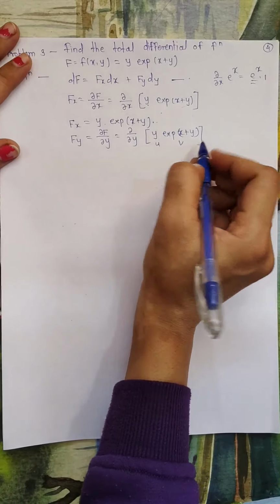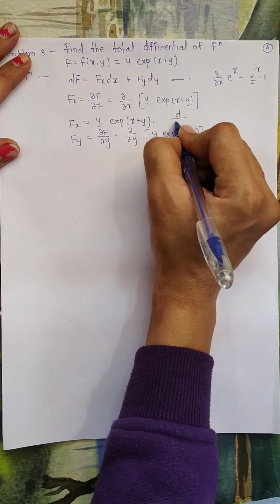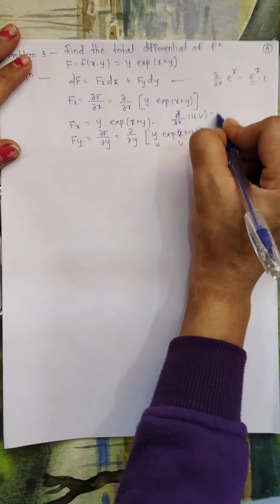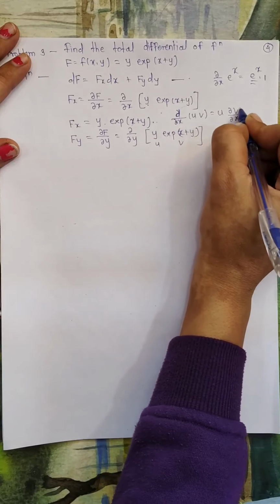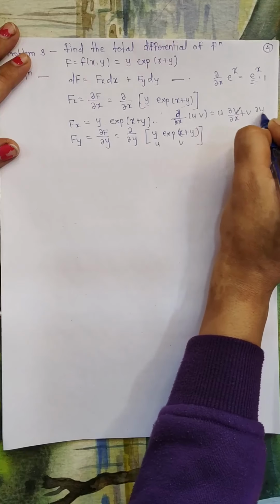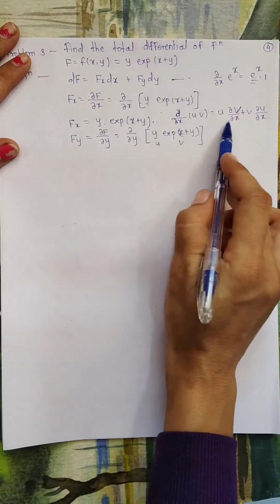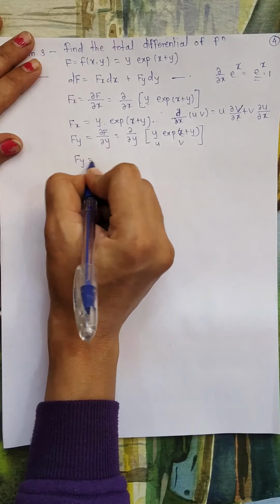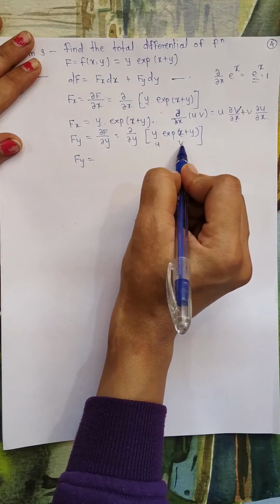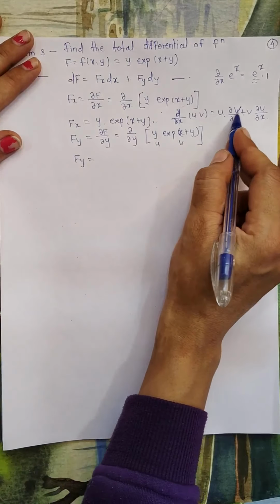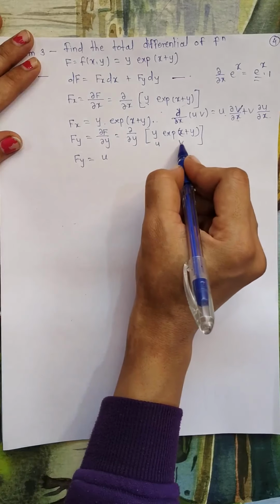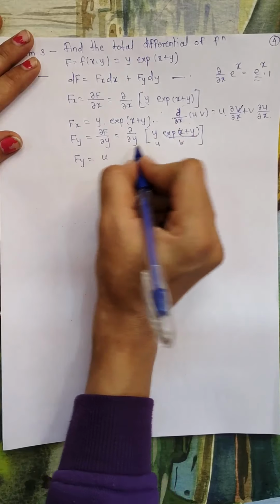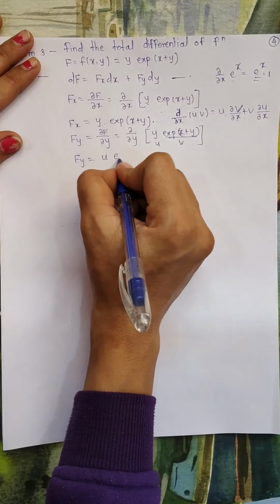What the uv rule tells us is that dou by dou x of u into v is nothing but u into dou v upon dou x plus v into dou u upon dou x. So we have to use this rule, which is called the product rule. So fy will be, this is u and this is v. So first, u is constant, and derivative of v means derivative of this term with respect to y. Itself it will be e to the power x, that is exponential.